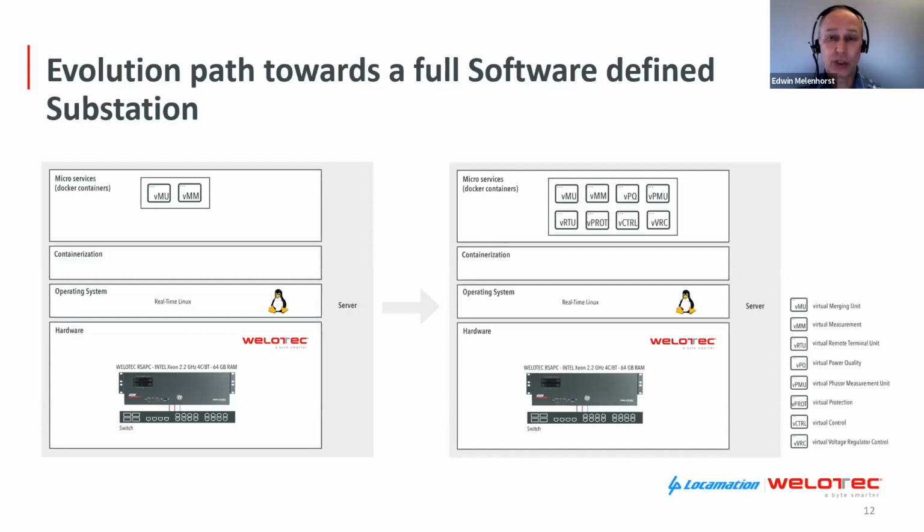Yeah, so here you see an example of some additional functions that can be run on the substation server. And these functions are all virtualized or software defined and run in containers or virtual machines on the substation server. So this way, the system can be extended based on adding new software defined functionality.